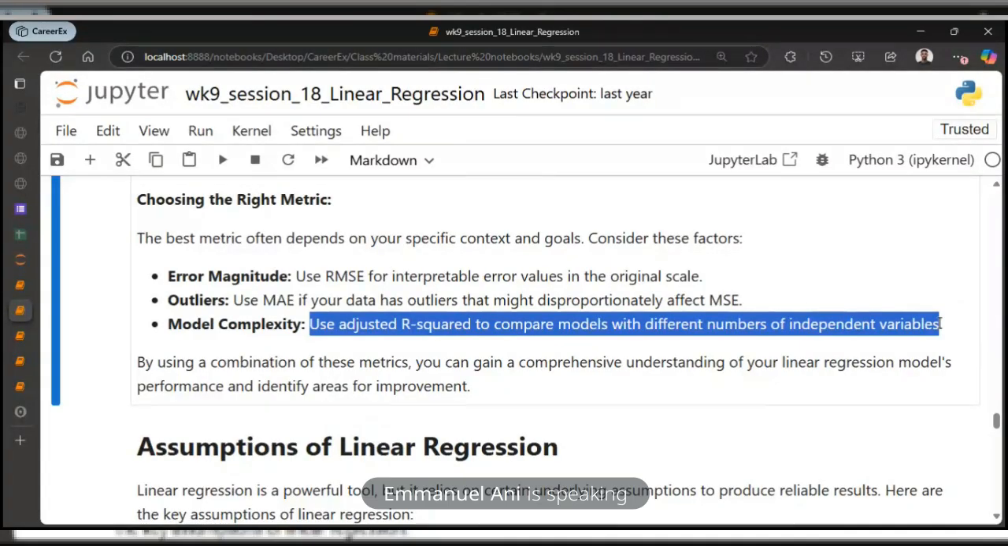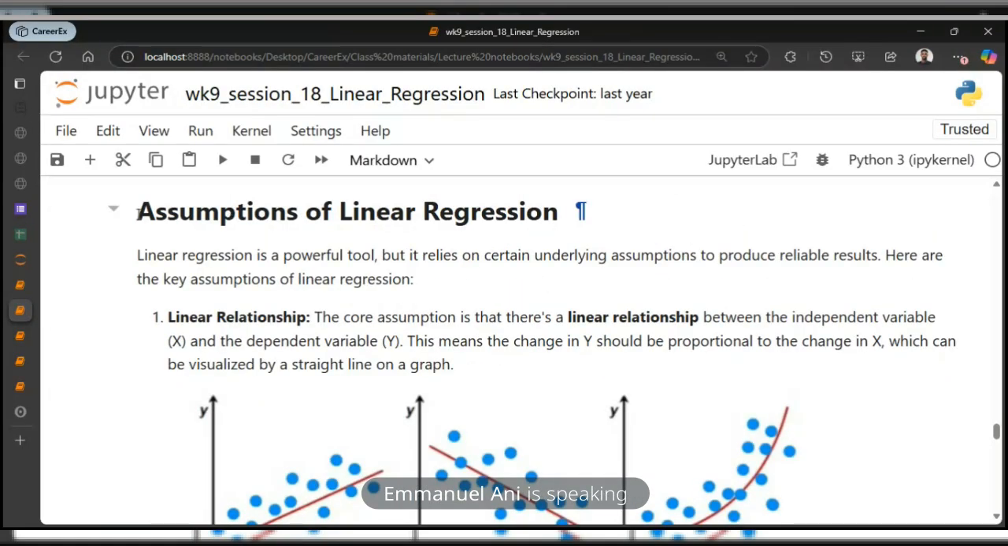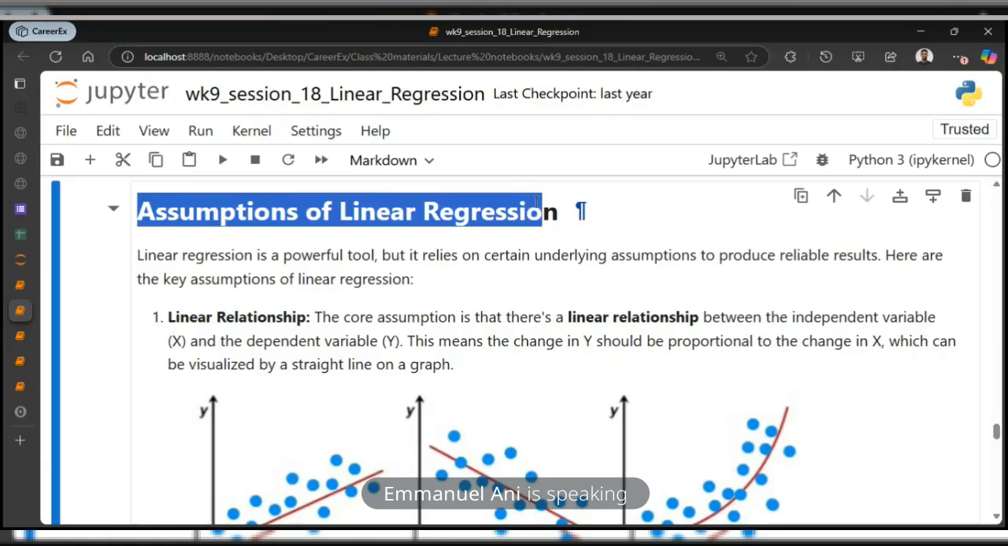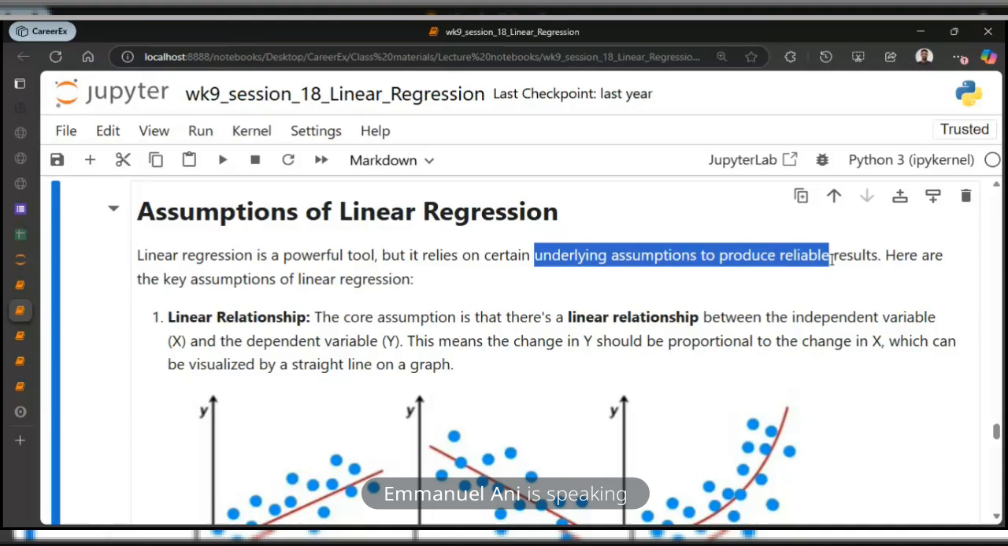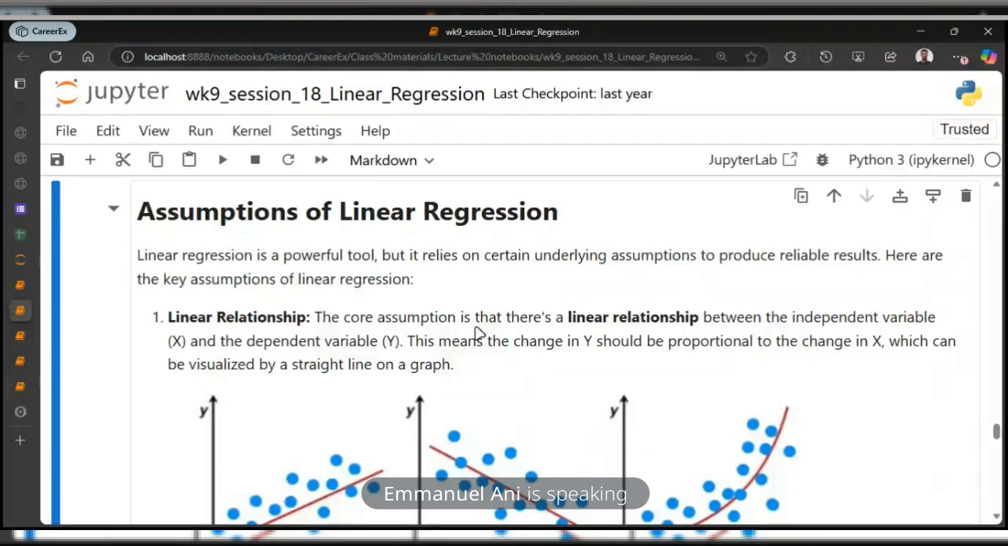All right, so let's move on to the last thing for today, which is the assumptions of linear regression. I think I mentioned this initially, where I mentioned linear relationship. Linear regression relies on certain underlying assumptions to produce reliable results. You don't just choose linear regression as your go-to model because you know that it can solve regression tasks, right? You actually have to ensure that it meets certain assumptions. All right, so the first assumption is going to be linear relationship.